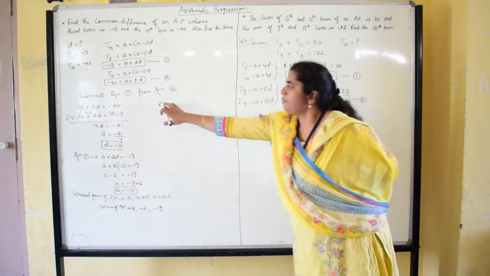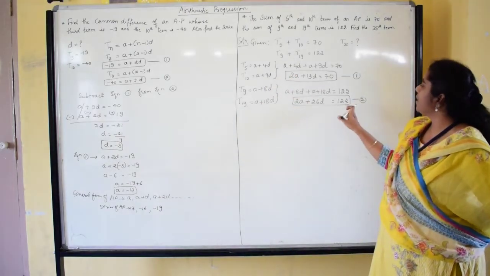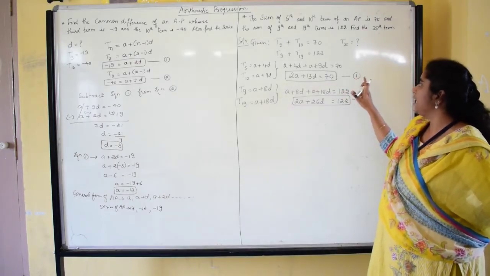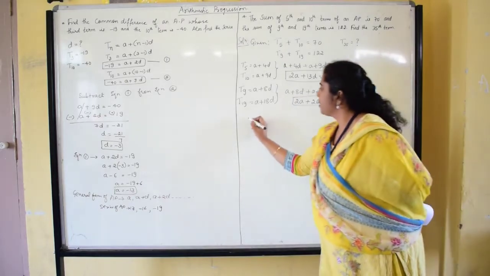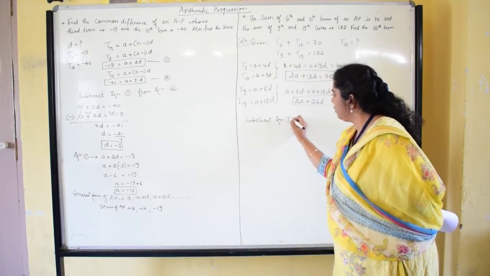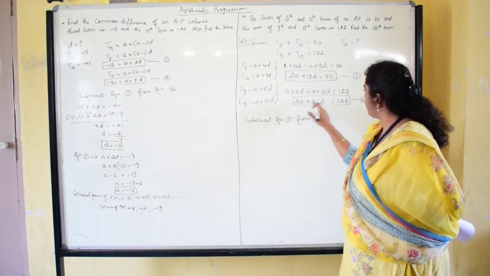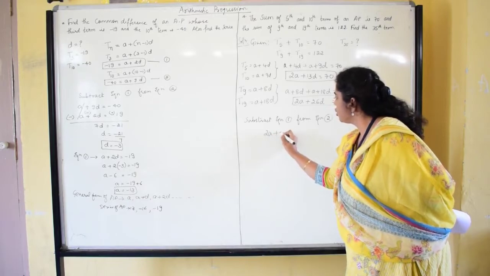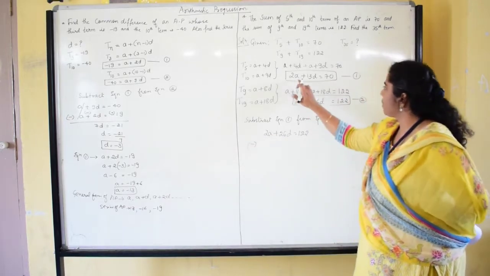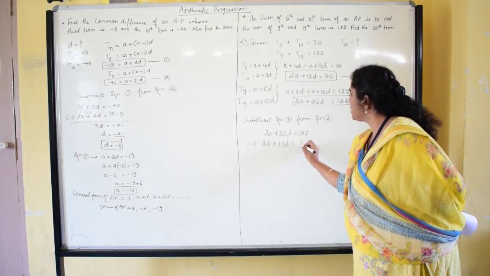Now I follow the same steps that I did in the previous problem. What we do now is subtract equation 1 from equation 2. So what is equation 2? 2a plus 26d is equal to 122, minus equation 1, which is 2a plus 13d is equal to 70.